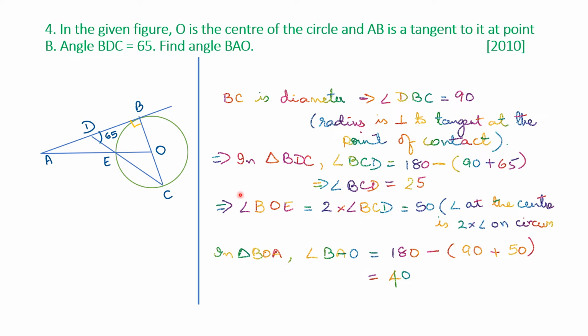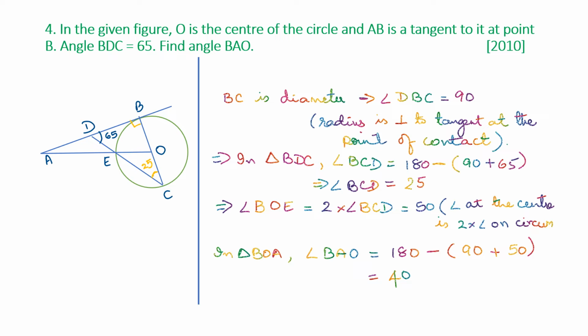So I'm saying here BC is the diameter, implies angle DBC is equal to 90 degrees because the radius is perpendicular to the tangent at the point of contact, the reason. Then I go to triangle BDC. In triangle BDC, I already know two angles, so I can find out the third angle, angle BCD, and this angle is going to be equal to 180 minus (90 plus 65), that is 25 degrees.